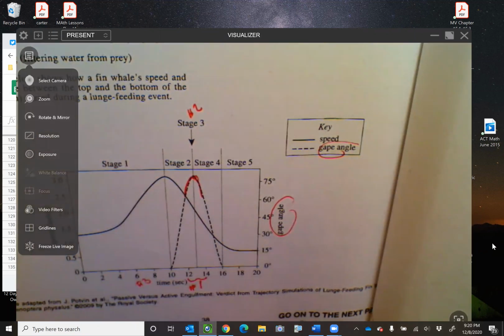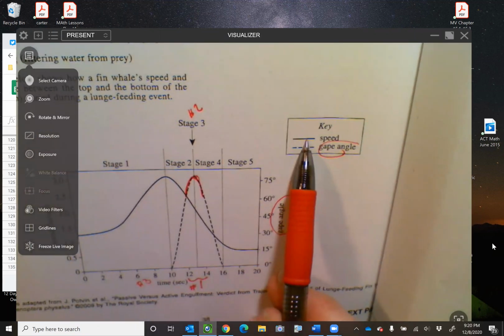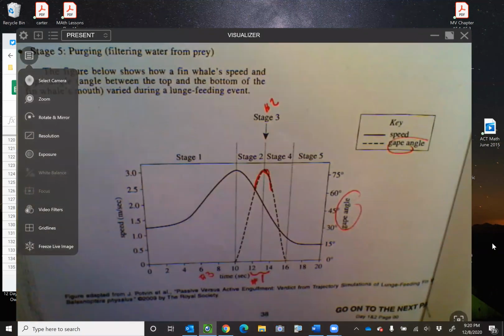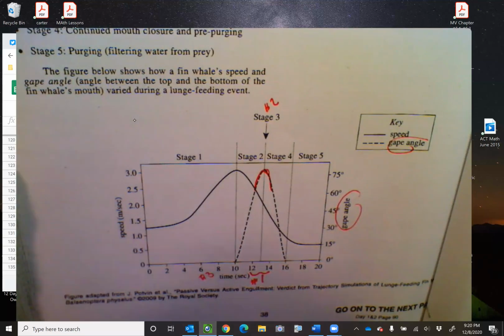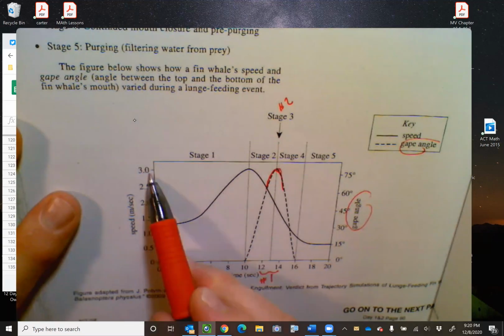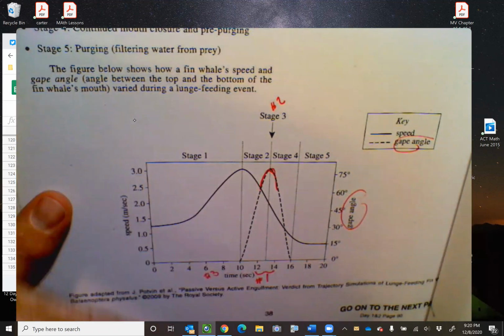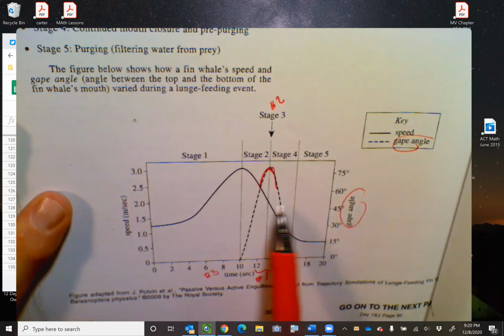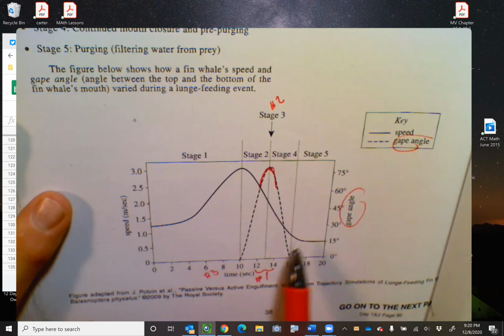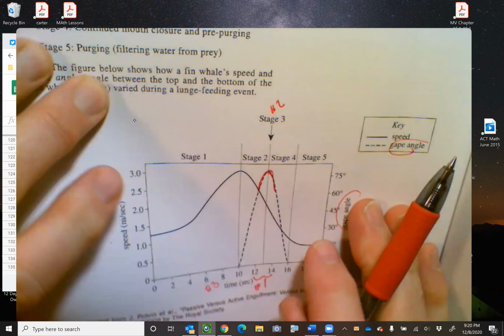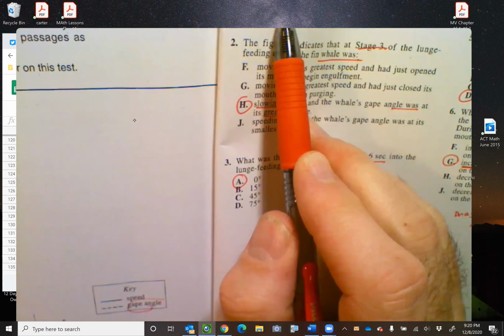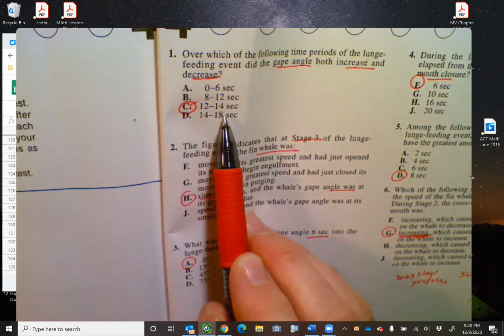And it's kind of a weird chart, right? When we're reading the speed, we utilize the scale on the left. When we're dealing with the gape angle, the dashed line, we use the scale on the right. So it looks like it's between 12 and 14 seconds, which would be our answer.